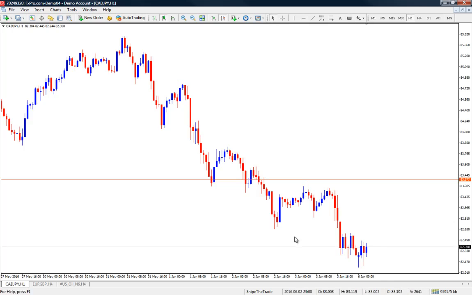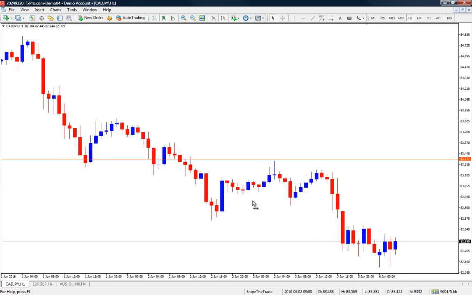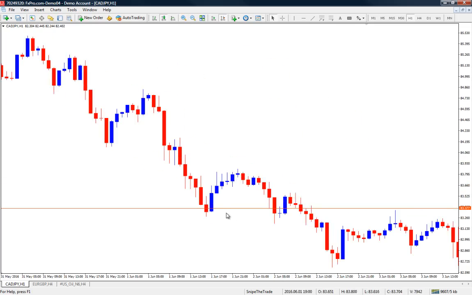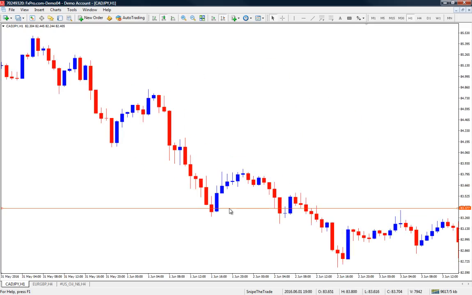And we are going to draw a horizontal line. You don't have to draw a horizontal line, but I'm drawing it so I can show you where the demand zone is located. This is the first thing. The second thing, you need to find a base.